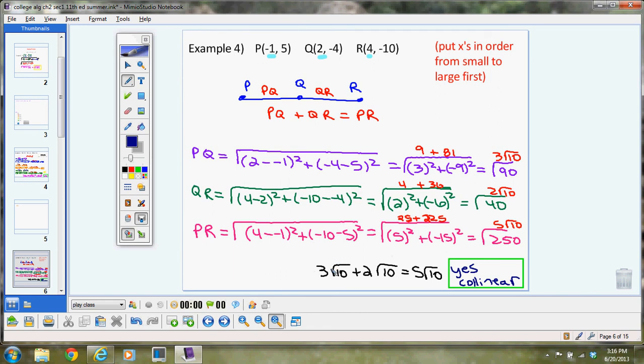So you're going to take these numbers and see if they add up to equal 5 square root of 10. 3 square root of 10 plus 2 square root of 10 does equal 5 square root of 10. So the answer is yes, they are collinear. If they did not add up to equal the distance of the whole line, the answer would be no.